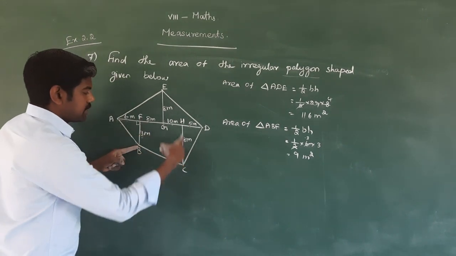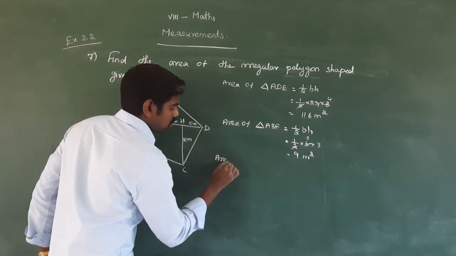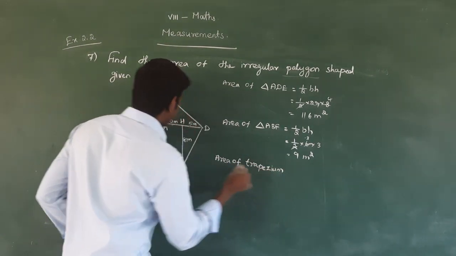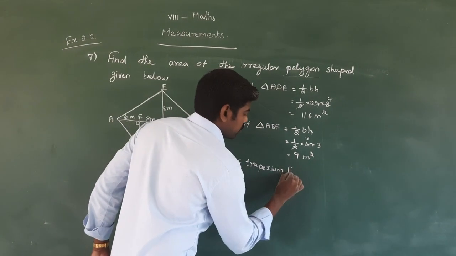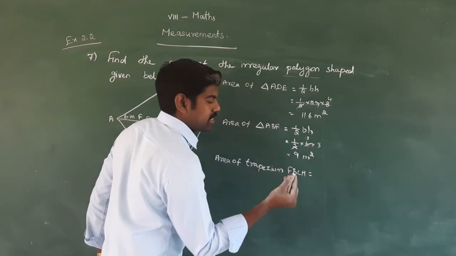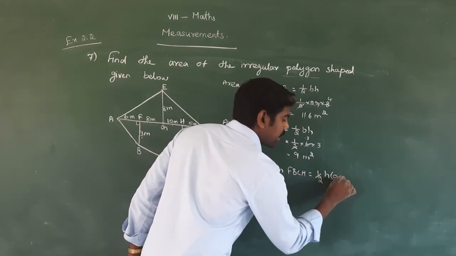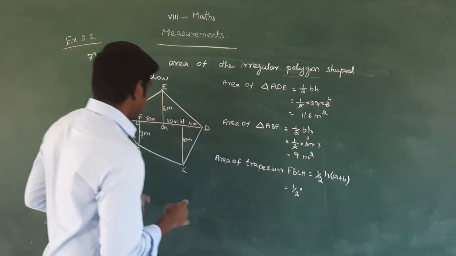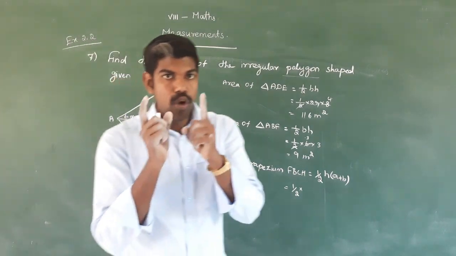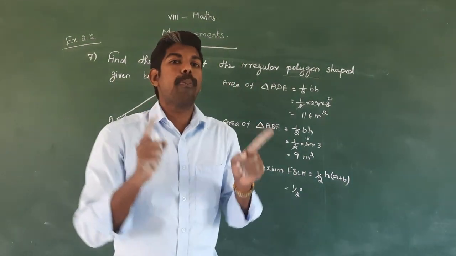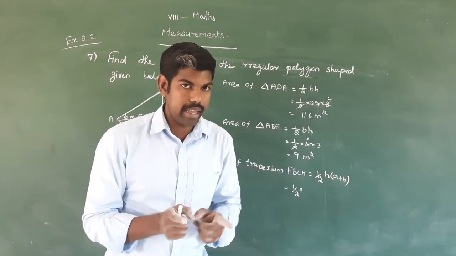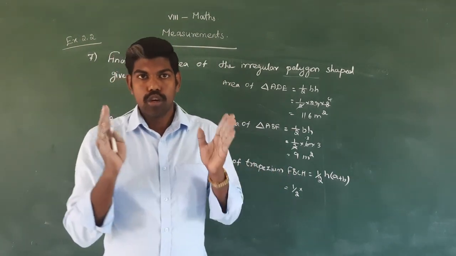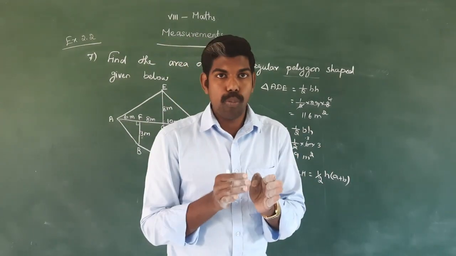Next, area of trapezium FBCH. Area of trapezium formula is 1 by 2 H of A plus B. Right? What is the height? Listen carefully. Height is the distance between two parallel sides. A is one parallel side, B is another parallel side. Two parallel sides are A and B. Distance between two parallel sides is height.